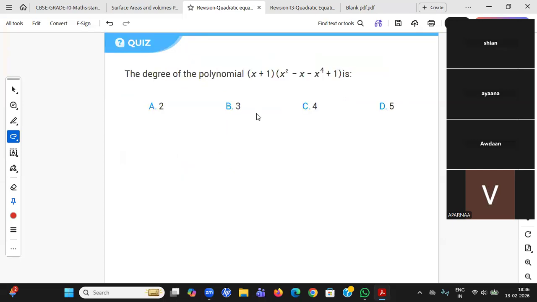Understood? Yes, right. There is no polynomial, but you can create a polynomial with a little arithmetic. Degree of the polynomial.